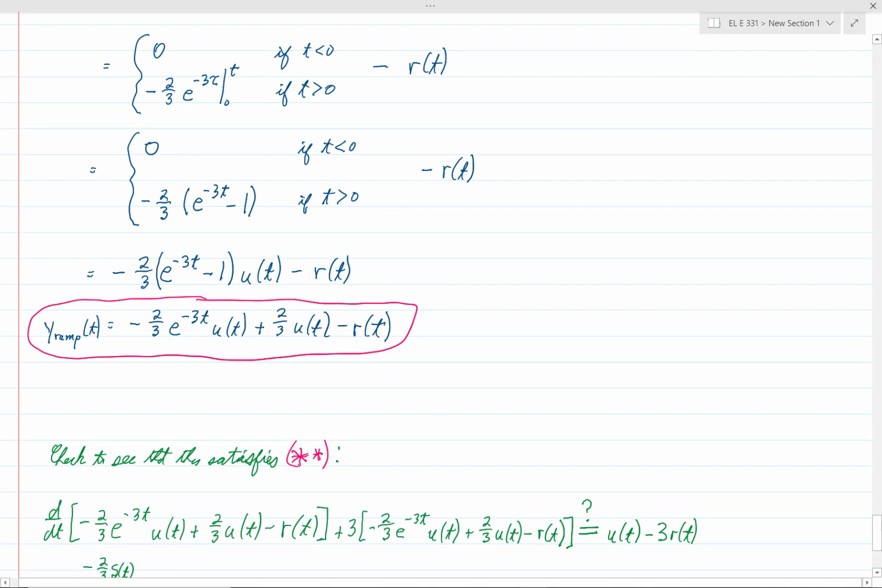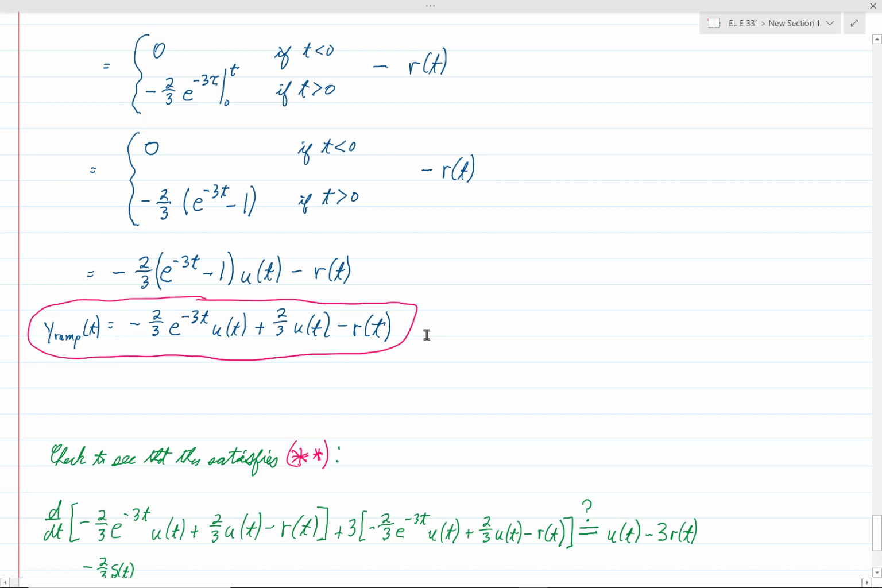And just like before, we now will take this bracketed expression and write it as a formula. And we just have this u of t to express the fact that we're going to get 0 if t is less than 0, but we get this if t is greater than 0. And notice that that is identical to this. And then we bring down the minus r of t. And then when we multiply everything out here, we get minus 2/3 e to the minus 3t u of t plus 2/3 u of t minus r of t. And that is the ramp response of this system.